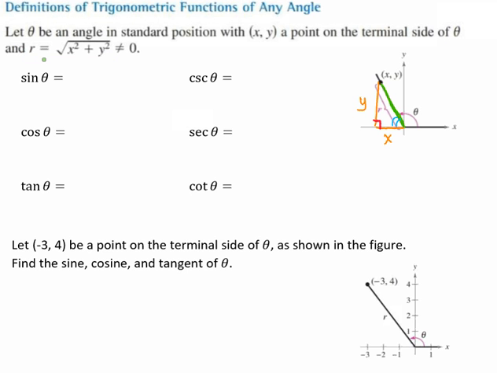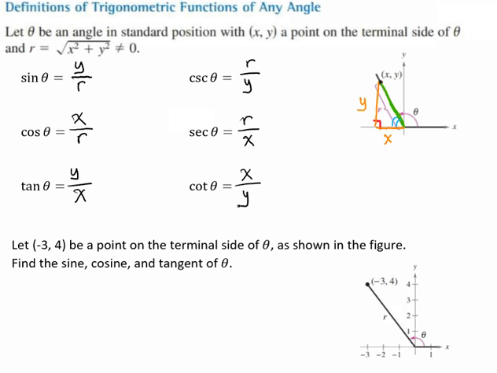theorem. So as we look at our sine, cosine, tangent, cosecant, secant, and cotangent, we can put those in terms of x and y. Our sine is going to be the opposite over our hypotenuse, which is r. Our cosine is the adjacent over our hypotenuse. Tangent is the opposite over our adjacent. Cosecant is the reciprocal of sine. Secant is the reciprocal of cosine. And cotangent is the reciprocal of tangent. Let's put this into action.